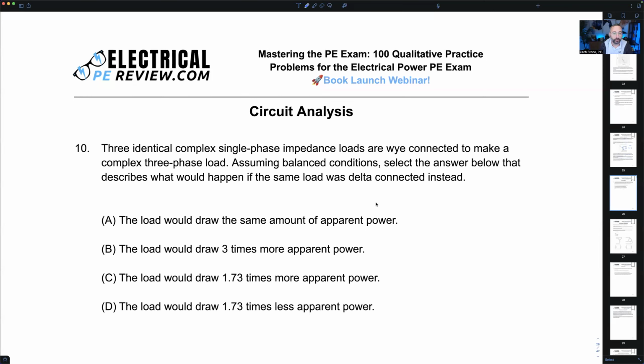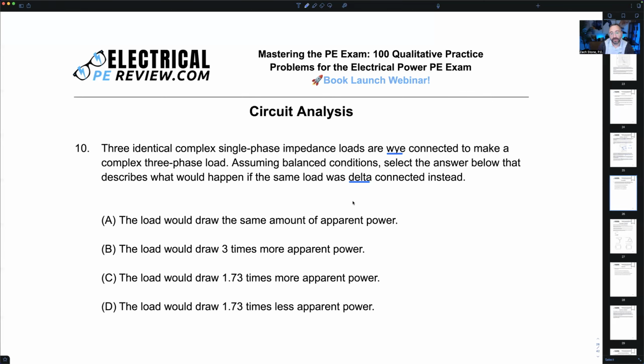Number 10 says 3 identical complex single-phase impedance loads are Y connected to make a complex 3-phase load. Assuming balanced conditions, select the answer below that describes what would happen if the same load was delta connected instead. First of all, if I have a balanced 3-phase load, what does that mean? If I have a Y connected or a delta connected load and it's balanced, what's the relationship between the impedance in all 3 phases? They're the same. Yeah, Samuel said all loads are equal.